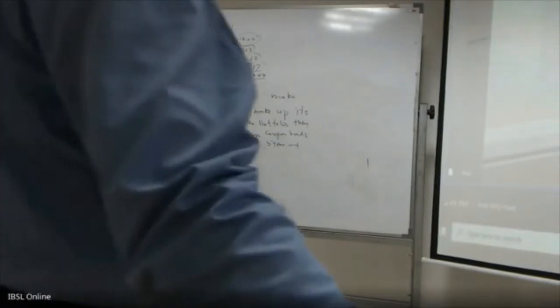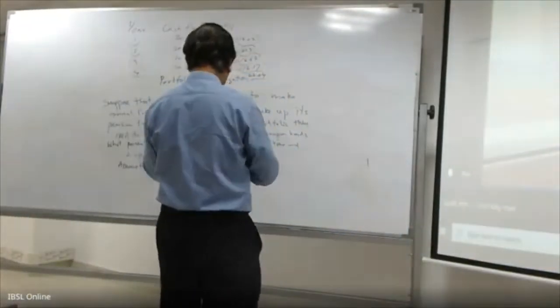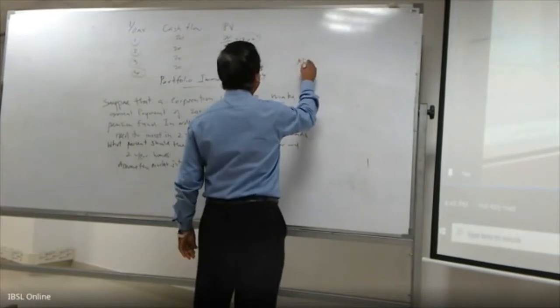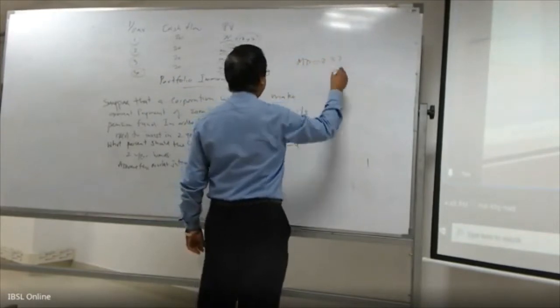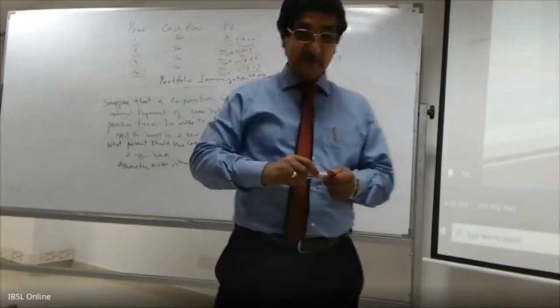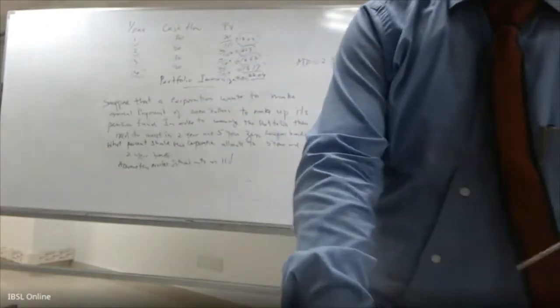What is the duration? 2.37. That is the duration. 2.37 would be the duration. MD is equal to 2.37. MD is Macaulay duration, right? Macaulay duration is equal to 2.37.